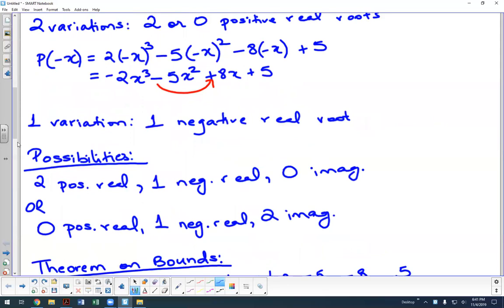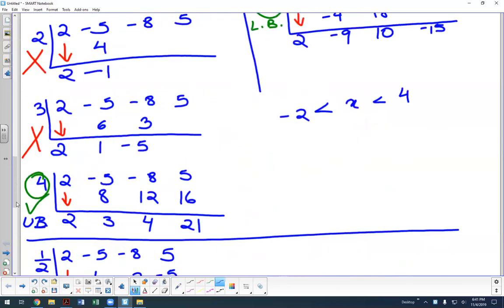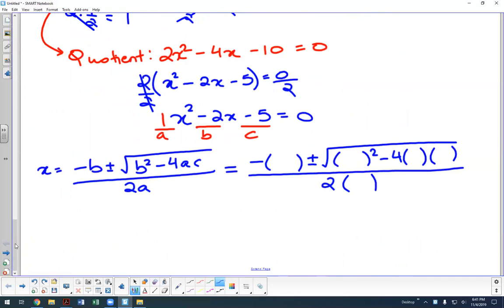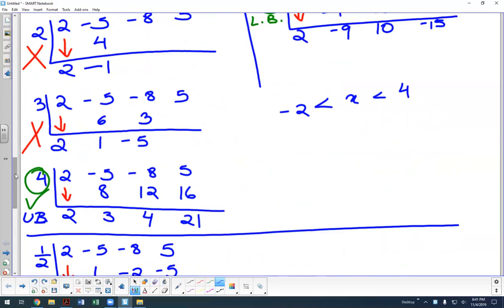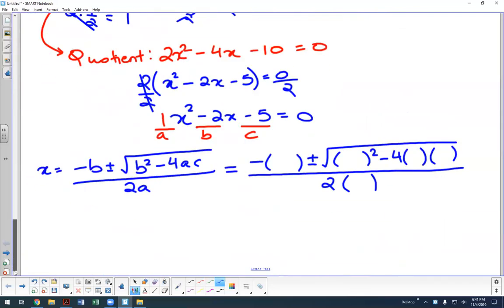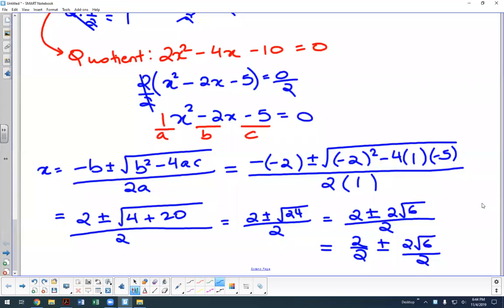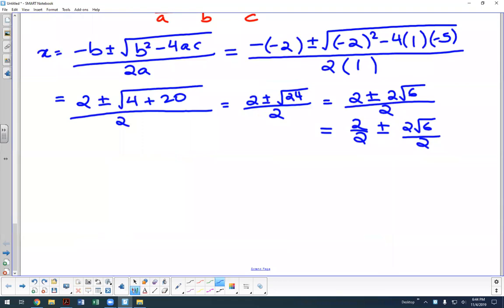And then from Descartes's, we're getting 2 positives, 1 negative. And from our Theorem on Bounds, whatever answers you get should stay within -1, -2, and 4. Okay. So make sure when you're simplifying this, all of those are still staying true. So when you simplify your quadratic, what will it simplify into? ±square root of 6.